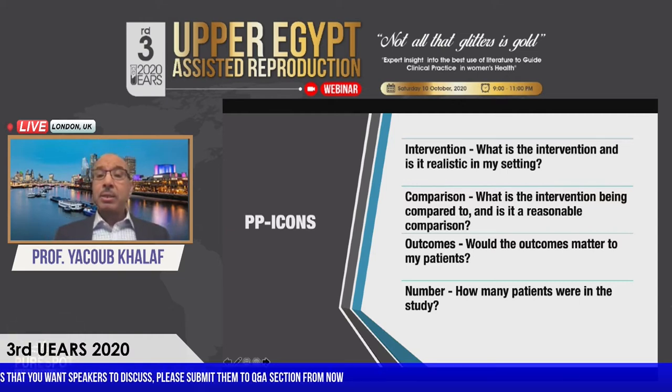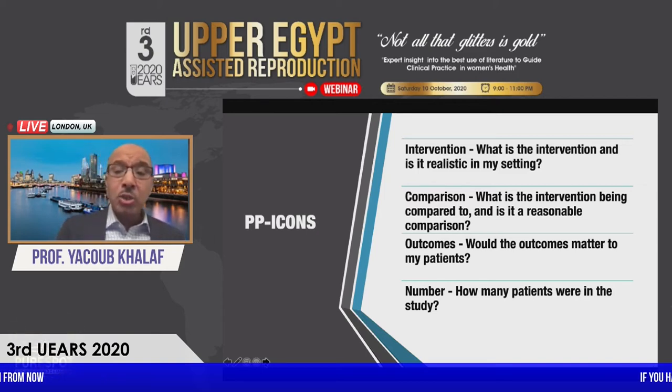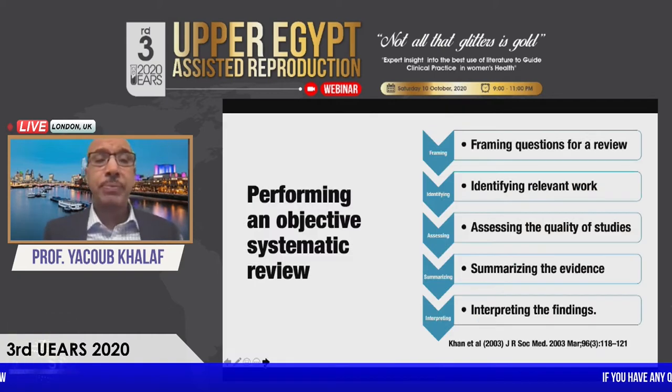Number: how many times do you see trials that study 22 patients? I give you an example of a study about using antioxidants for female infertility. Do you really get anything meaningful from 22 patients? So there is no kidding here. It is important to take all these into consideration.